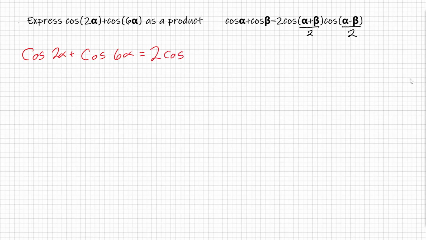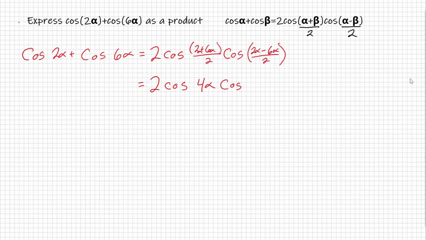cosine of the sum of the two, so 2 alpha plus 6 alpha over 2, times the cosine of the difference. So that would be 2 alpha minus 6 alpha all over 2. So this gives us 2 cosine, 2 alpha plus 6 alpha would be 8 alpha. 8 divided by 2 would be 4. So this gives us 2 cosine 4 alpha.